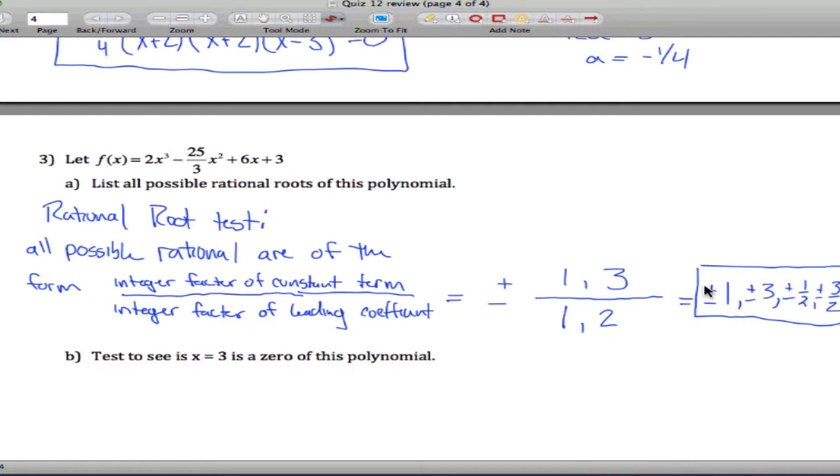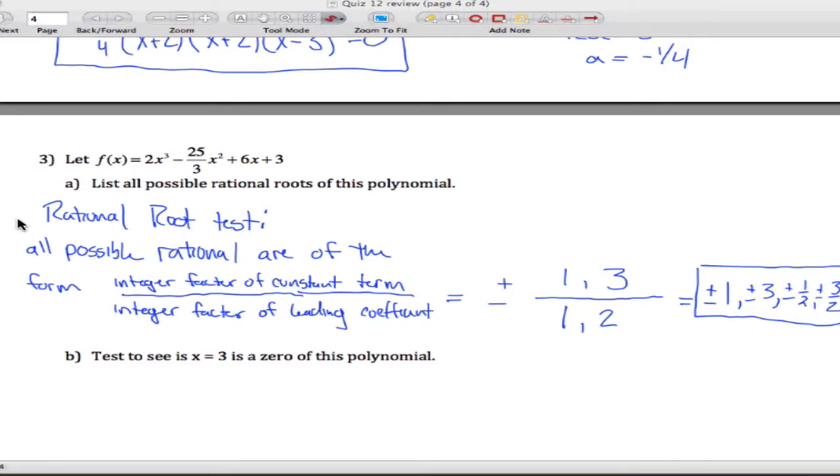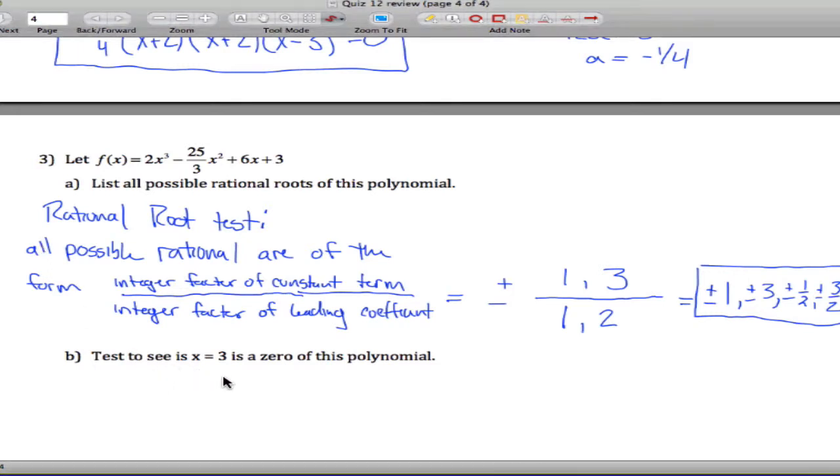Why is that helpful? I mean, it's not telling me that these are roots, it's just telling me that they're possibilities. So that's not really helpful unless we have a method of checking which one of these actually are roots, turning them from possibilities to actual numbers. If we do, that's what part B is getting at. So part B says test to see if x equals 3 is a zero or a root. Remember, roots and zeros are synonymous of this polynomial.